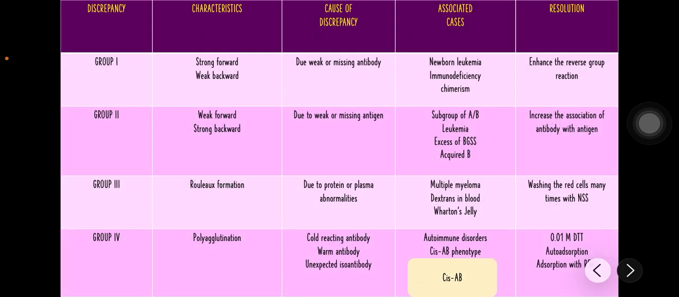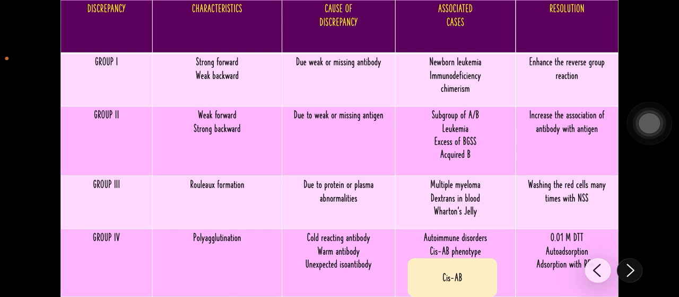So here is the summary of your ABO discrepancies. While many discrepancies are caused by technical mistakes, sample-related problems arise from specific biological properties of a patient's or donor's blood. So again, for Group 1, we have weak or missing antibodies. These discrepancies are found in the reverse typing and are the most common type encountered in the laboratory. They occur when a patient does not produce the expected ABO antibodies based on Landsteiner's rule.